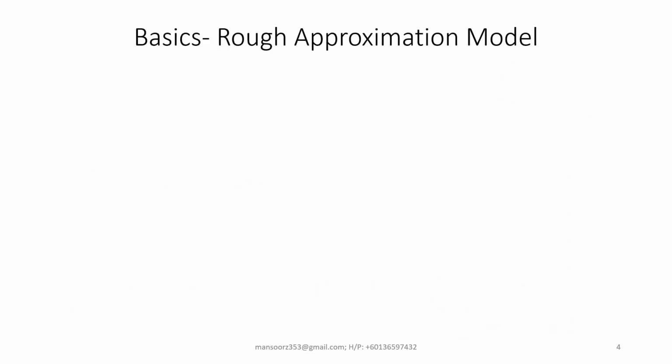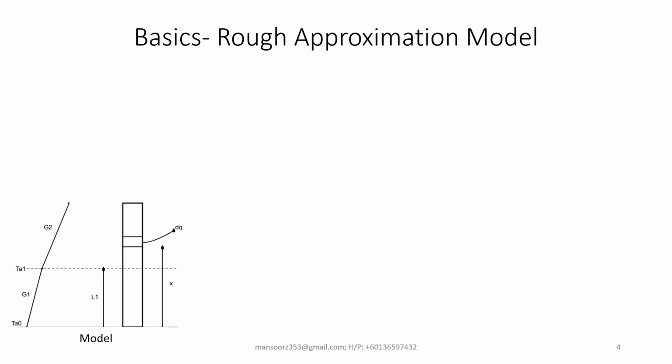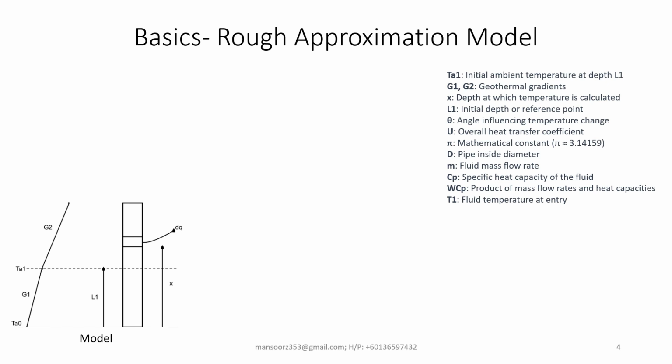Okay, let's review the basics of the rough approximation model. This model is represented by several variables included at the top right. We start with the ambient temperature at point x. TAX represents the initial ambient temperature at any given depth within the wellbore, and of course it is influenced by factors such as initial conditions and the geothermal gradient.